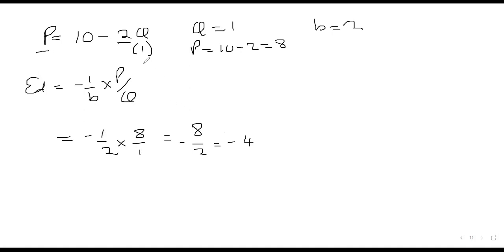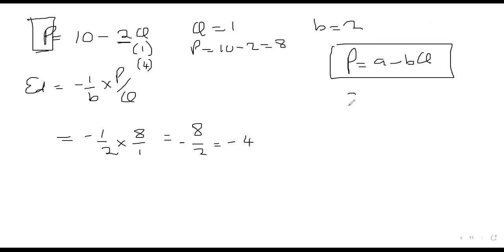Let me repeat the concept of the inverse. The inverse is when P is the subject of the formula. When Q is the subject of the formula, it's simply the direct demand, and we don't put 1 over. So whenever they've started with a P, we need to regard it as an inverse. The demand function given by A minus BQ is called the inverse demand function, but if it's given by direct demand, A minus BP, this is called the direct demand function.